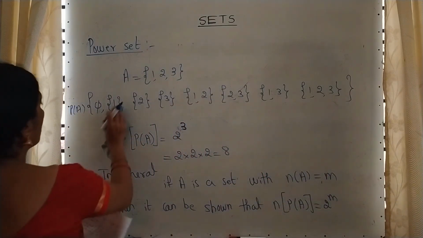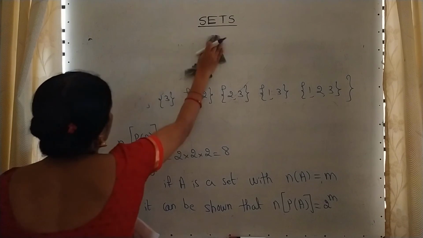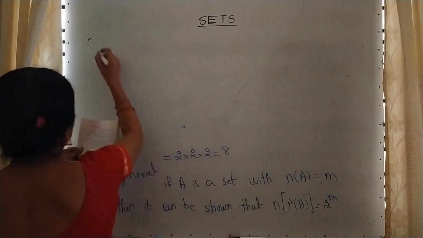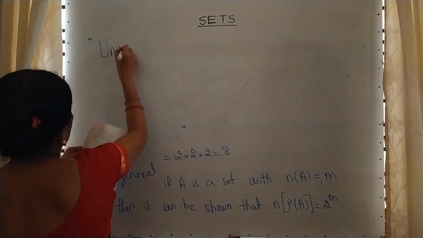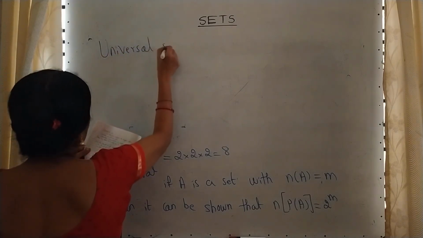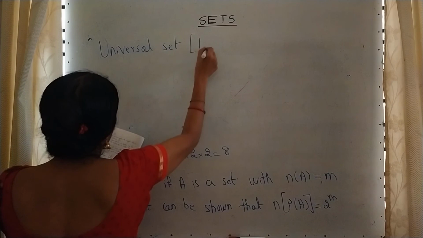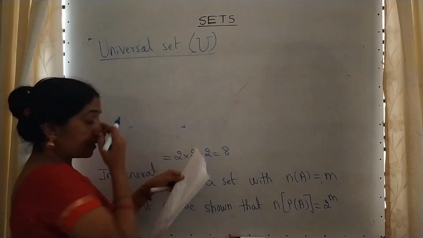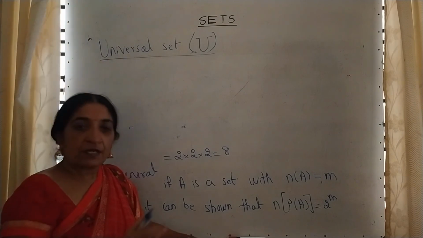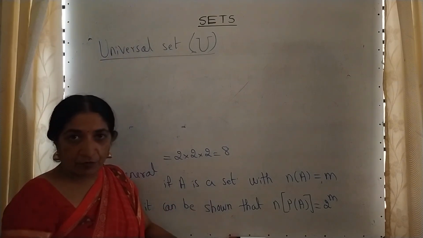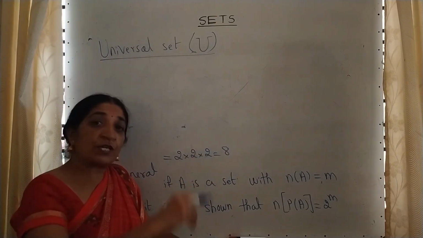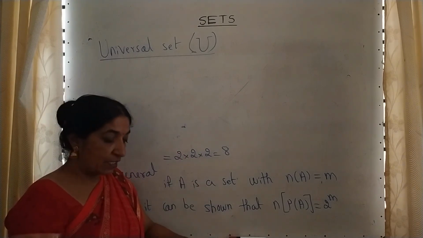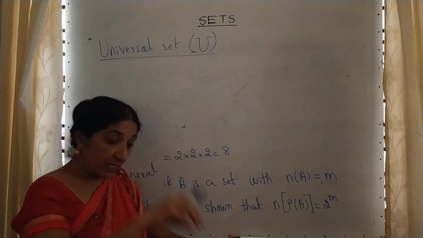The next important part is the universal set. Universal set. Generally it is denoted by capital U. See, before going to the definition I will explain. Suppose one example is given to you. In that example, which one is the biggest set? Among those, the biggest set is called the universal set. I am giving you an example.